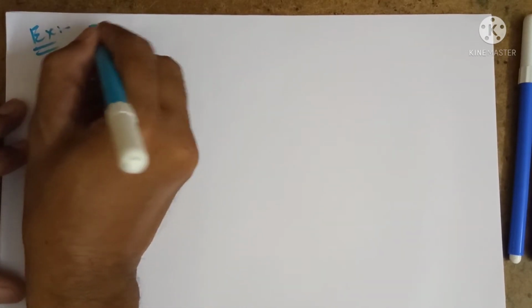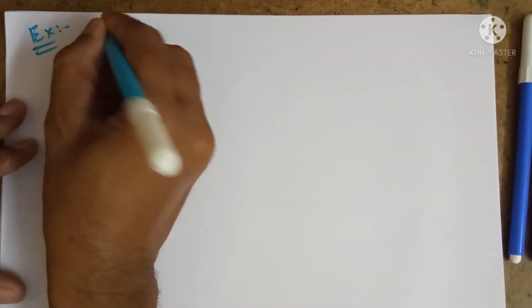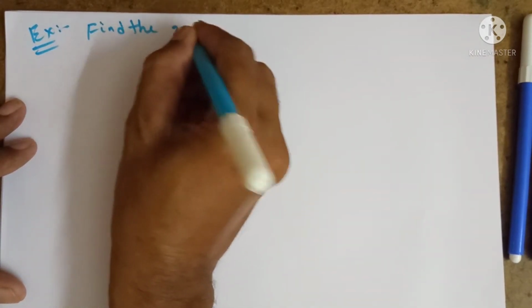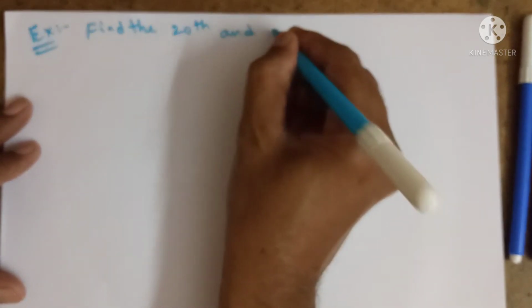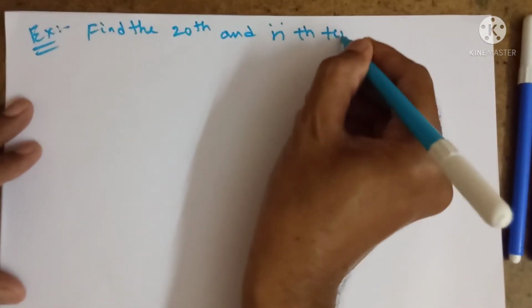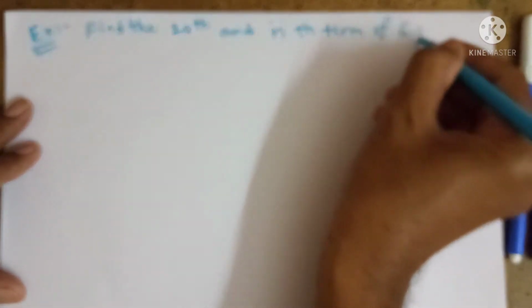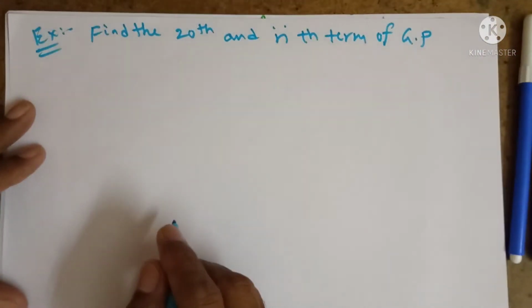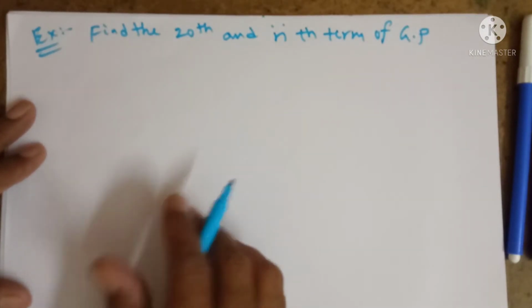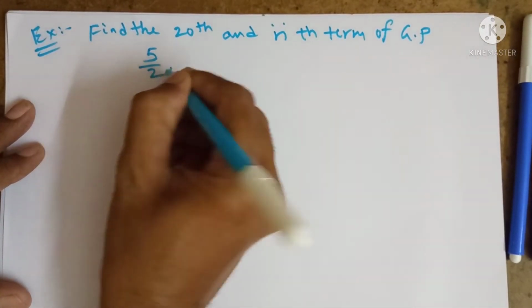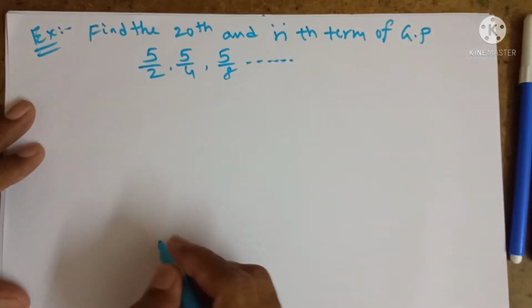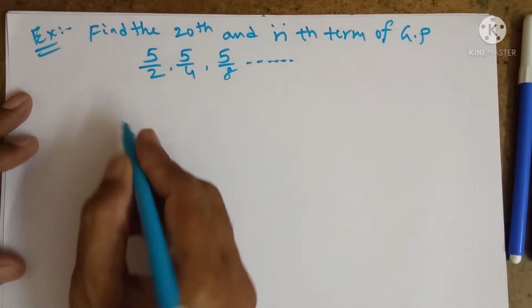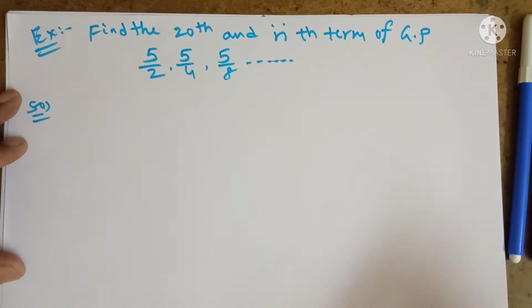Example: find the twentieth and nth term of the GP 5 by 2, 5 by 4, 5 by 8, and so on. Solution.